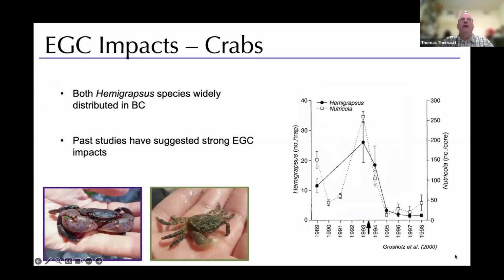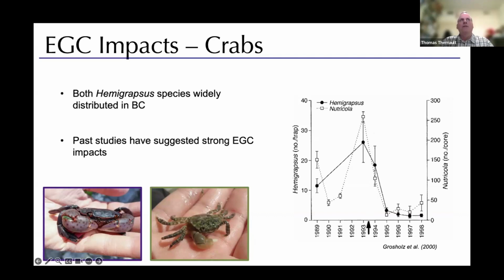We also know that green crabs can heavily hit our native shore crab, our native Hemigrapsis species. They're widely distributed through BC and Puget Sound and along the West Coast in general. So what we see here is a graph from California, from Ted Grosholz's work, where following the introduction event, Hemigrapsis and a native bivalve declined drastically in response to the incursion of European green crab.